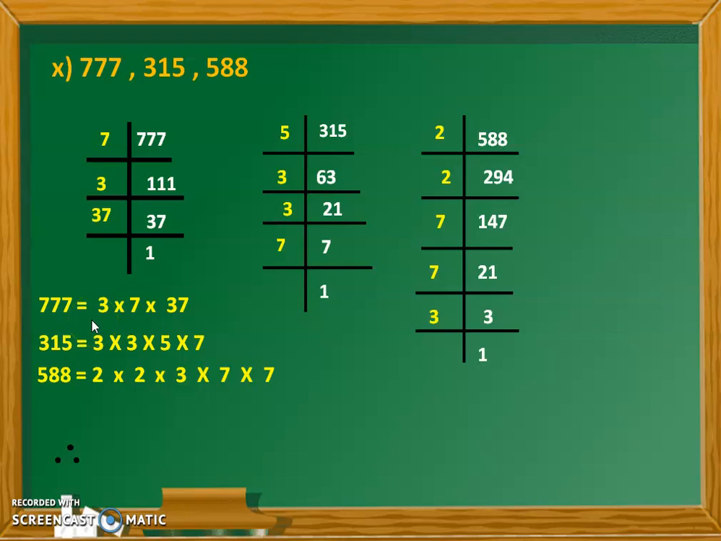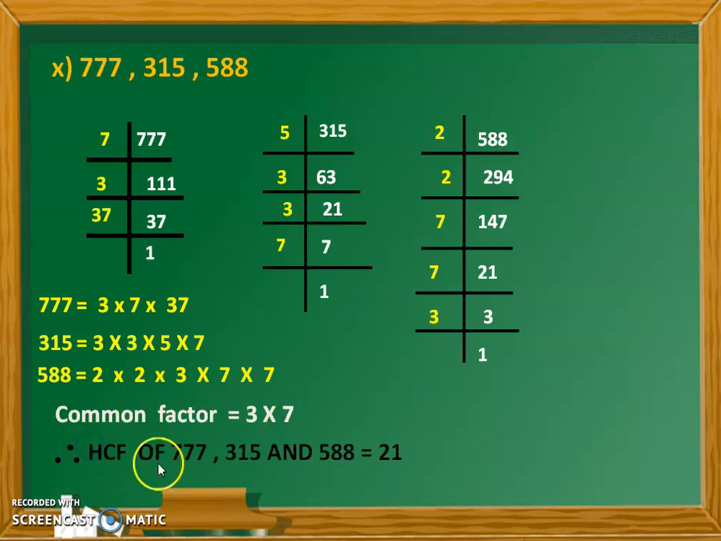Now here what are the common factors? We can see that we get 3, 3 and 3. And the next number is 7, 7, 7. That means we are getting 3 and 7 as common factors. So the common factor equals 3 multiplied by 7. Now, therefore, the HCF of 777, 315 and 588 is 21. That means 3 multiplied by 7 is 21.